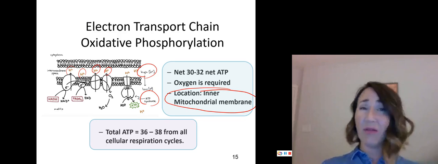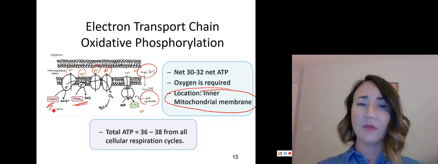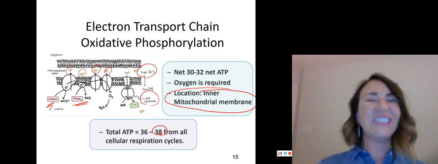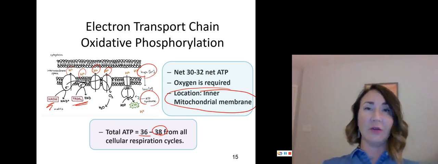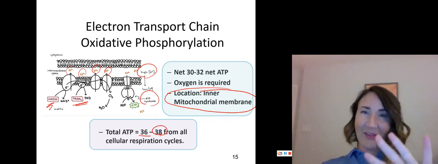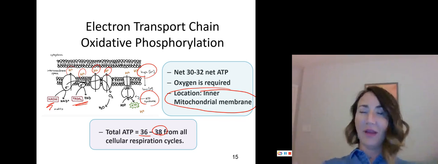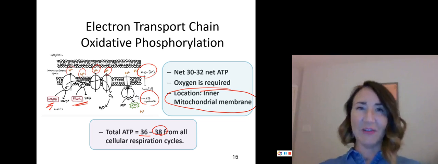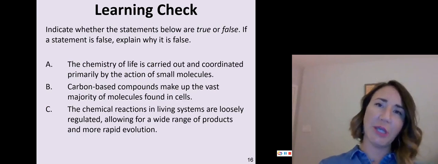And depending on how effective that process is and what sorts of cofactors take place here on the left, you may get lots of ATP, as many as 38, but at least 36 ATP from the entire combination of all the cellular cycles. So 2 from glycolysis, 2 from the Krebs cycle, and then about 32 to 34 from the cycle here. All right, so let's do a learning check.